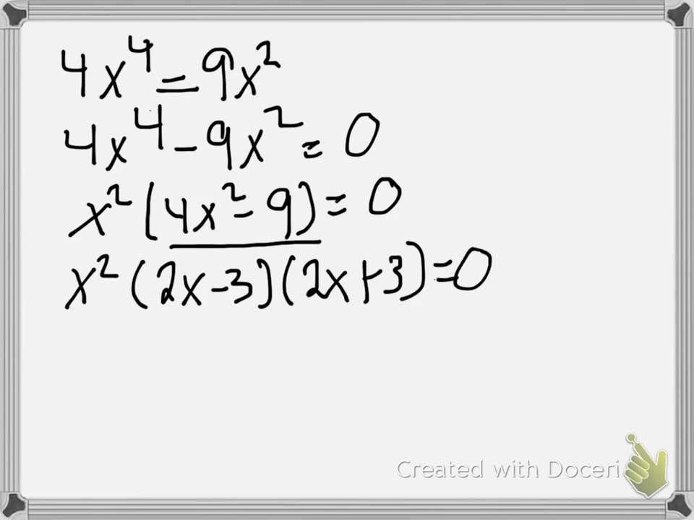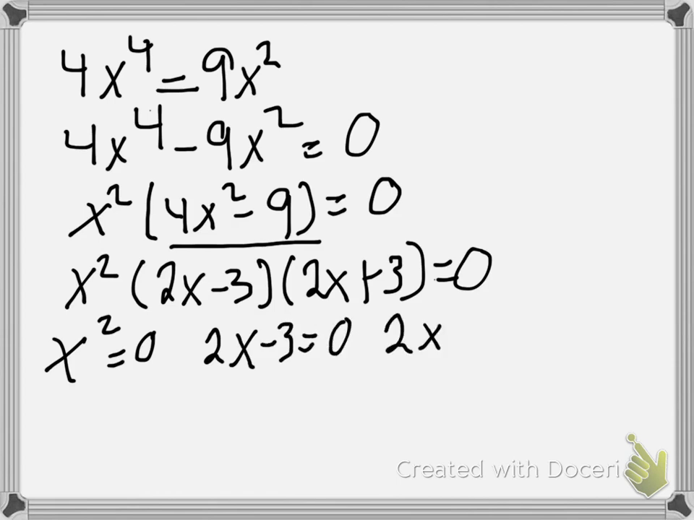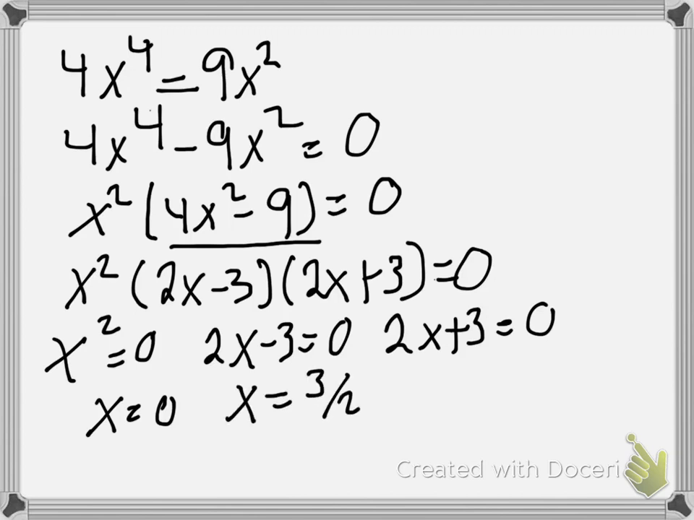And once again, setting them each equal to 0: x squared equals 0, 2x minus 3 equals 0, 2x plus 3 equals 0. So we end up with x equals 0. Hopefully you can solve these pretty straightforward. x equals 3 over 2 and x equals negative 3 over 2. And that's it. That's the answer for number 2.